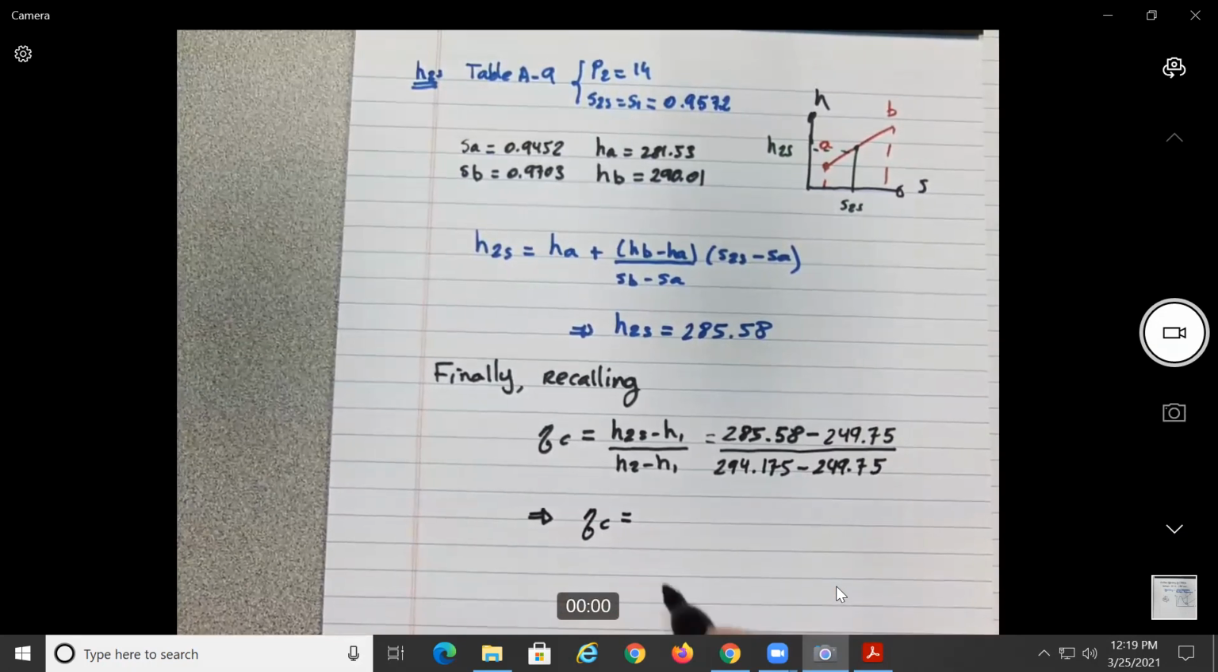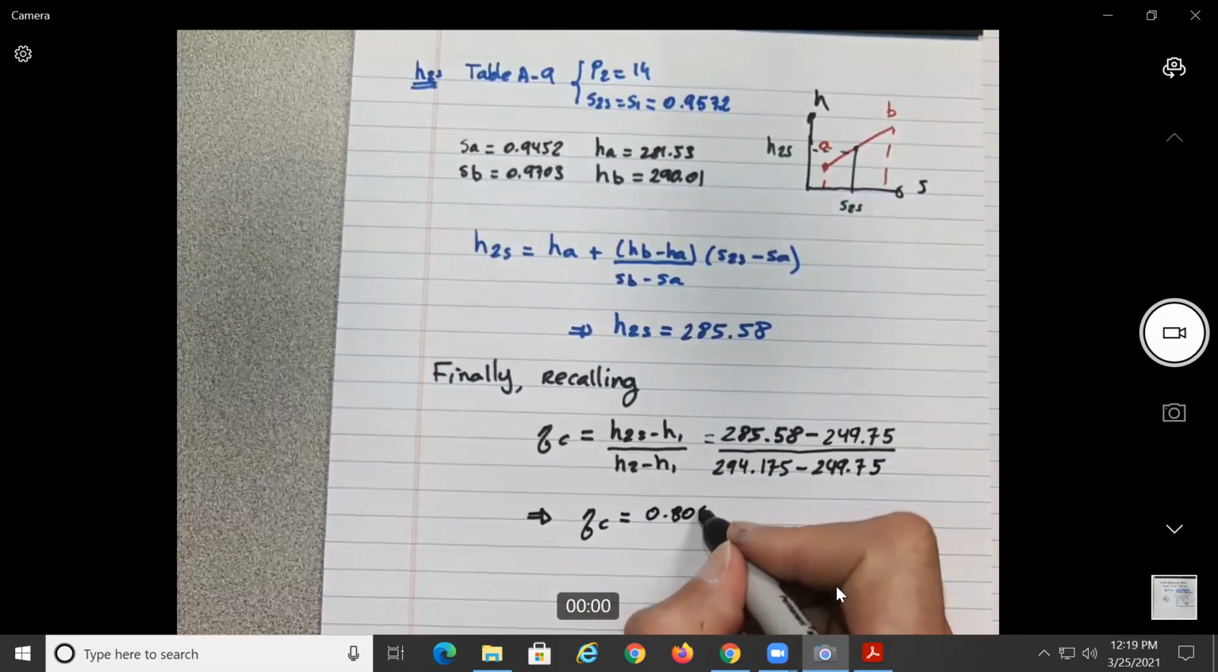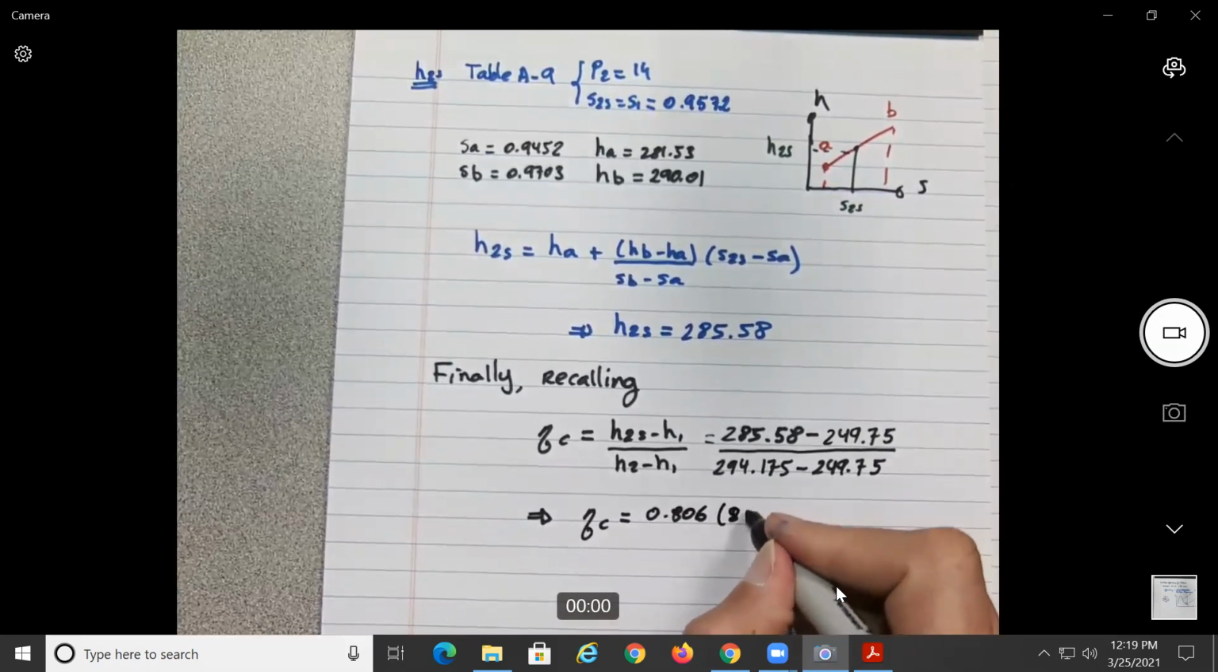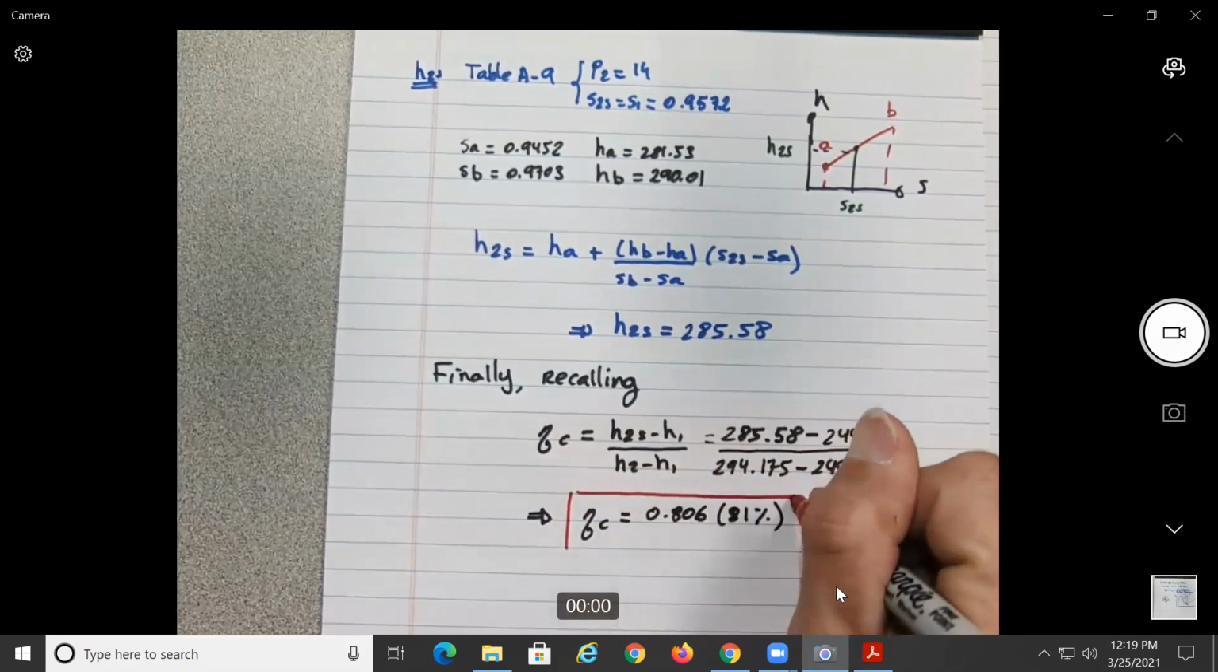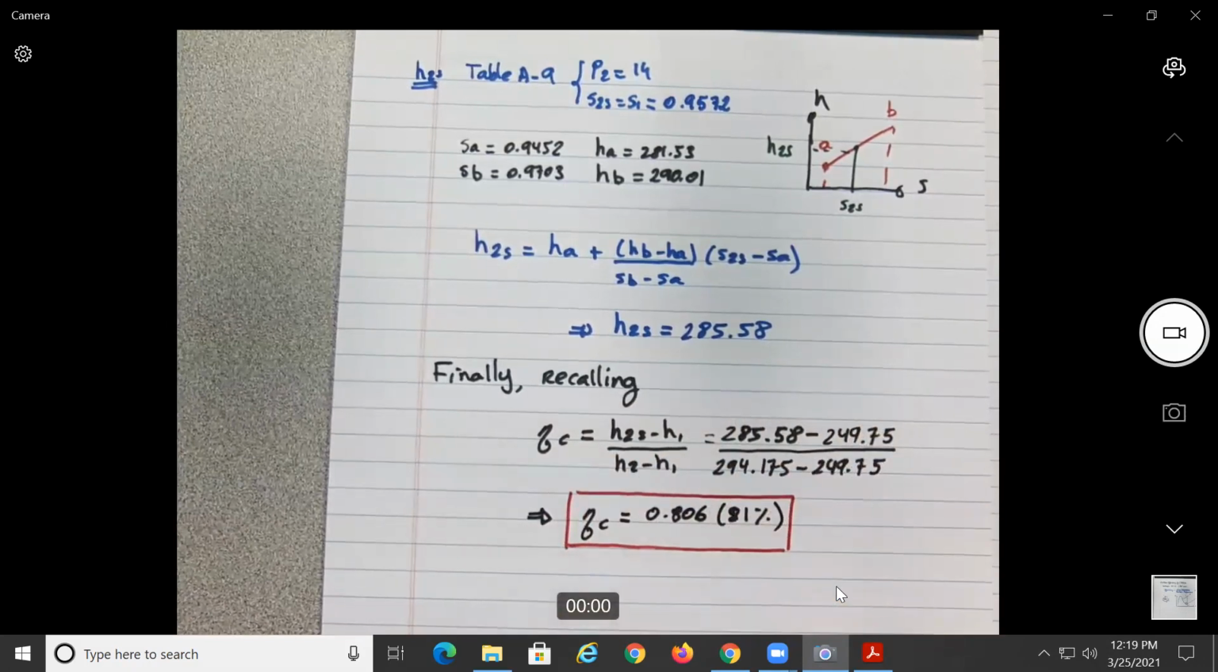And this will give you a value of 0.806, which if you want is approximately 81% efficient. Okay.